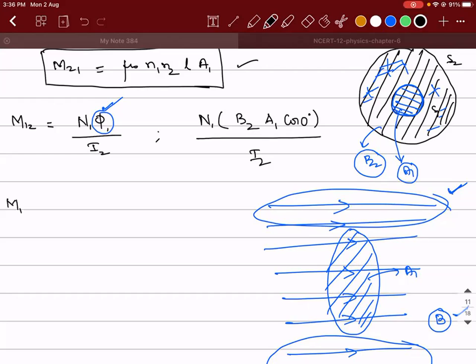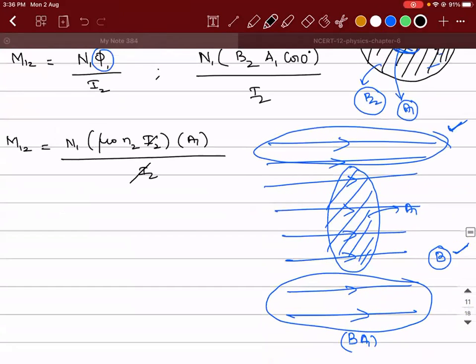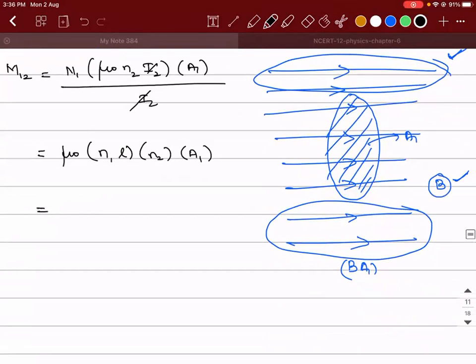Then I can say M12 is equal to N1 into what is the value of B2? B2 will be mu naught into N2 into I2 into A1, the whole divided by I2. I2 and I2 will get cancelled. Now what will happen? It will be mu naught into capital N1, which is nothing but N1 into small l, into N2 into A1. So what will be the answer, guys? Mu naught N1 N2 l into A1.